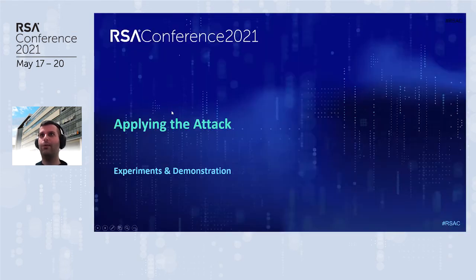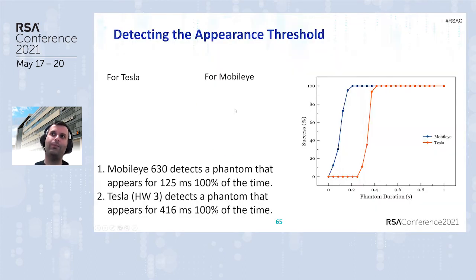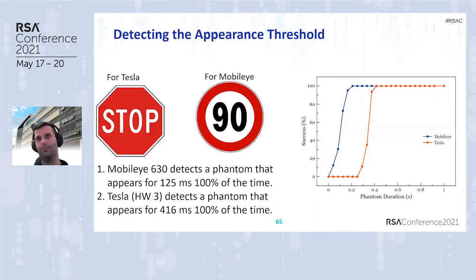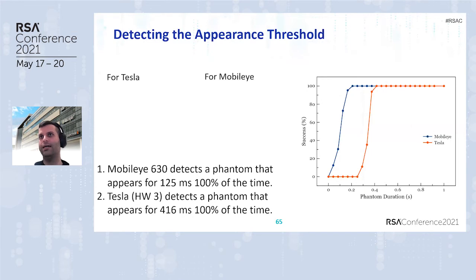Now, let's try to understand how attackers can exploit this fact and apply the attack. The first experiment that we did is we tried to detect the appearance threshold. In order to do so, we used two road signs. For Tesla, we used a stop sign, and for Mobileye, we used a speed limit. And we flashed this road sign at various durations in front of Tesla and in front of Mobileye 630. You can see the results on the right side.